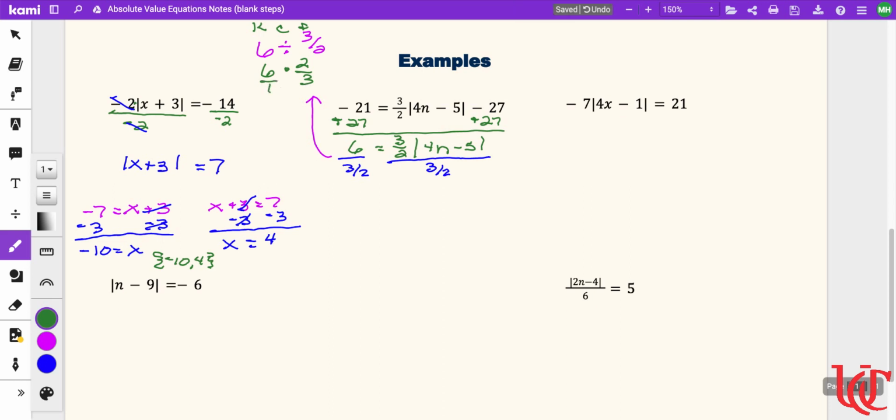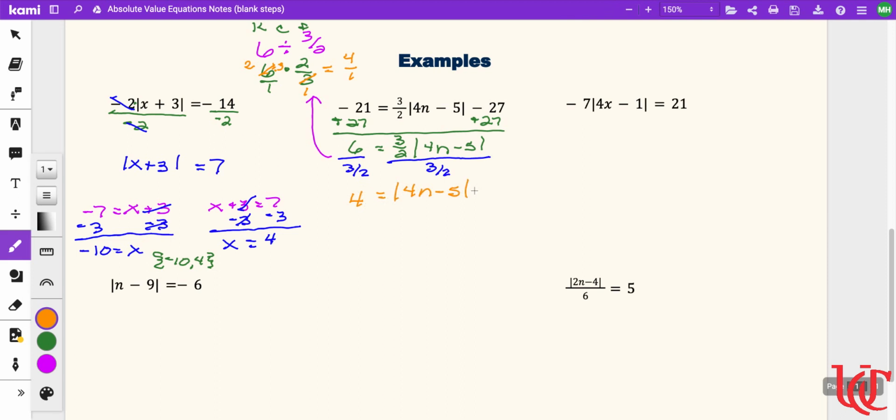Now, when I have fractions, I like everything to be a fraction. I can multiply straight across, or I can reduce anything top with anything bottom. In this case, I am going to reduce. 3 goes into 6 two times, and 3 goes into 3 one time. Now I can multiply straight across. 2 times 2 is 4. 1 times 1 is 1. So all of this just equals 4. So 4 equals the absolute value of 4n minus 5.